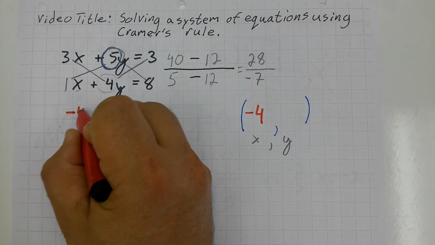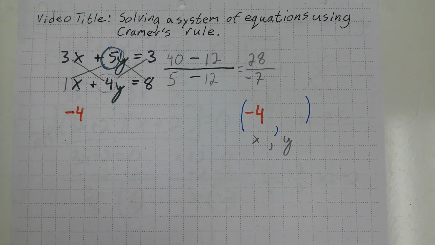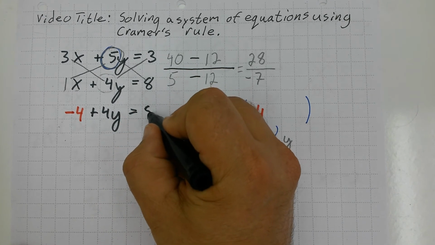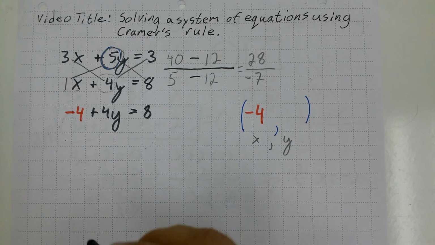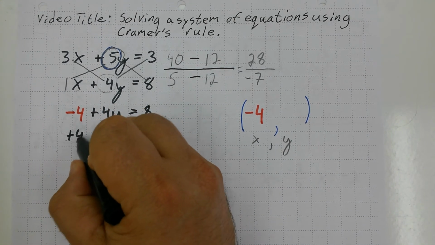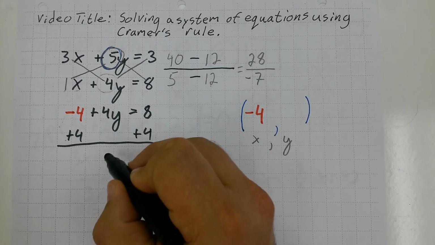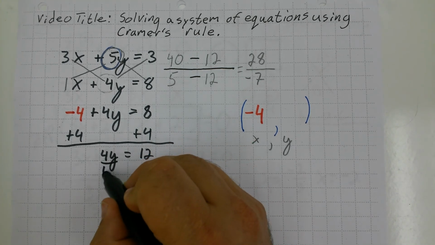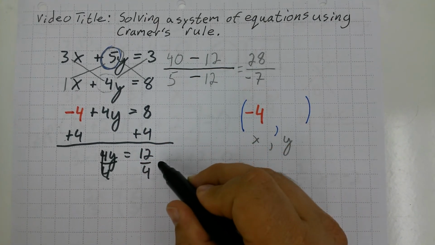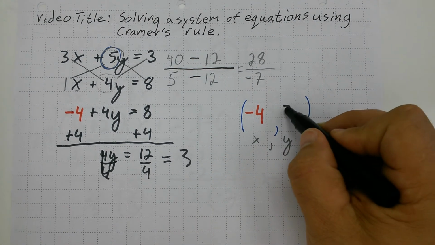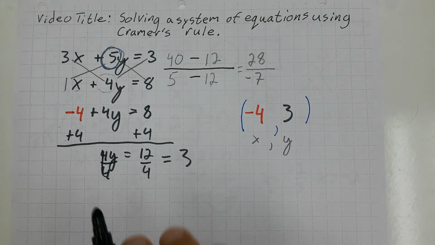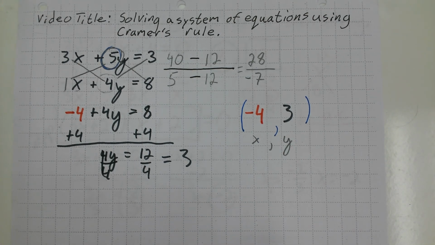So I'm going to let X equal negative 4, and I'm going to solve this for Y. And all I do now is the normal equation process. So the opposite of minus 4 is add 4. I want to add 4 to both sides. That's going to give me 4y equals 12. Divide both sides by 4. And then notice that's going to give me a value of 3. So y equals 3. And that's solving a system of equations using Cramer's rule. I only use Cramer's rule to find the X, and then I used a normal substitution method to find Y.